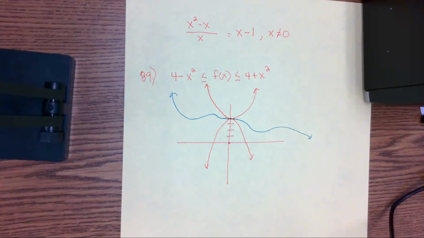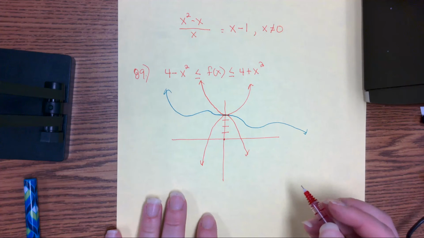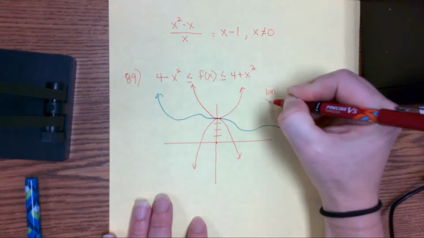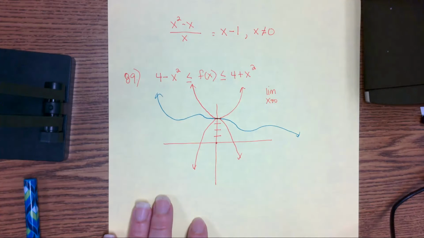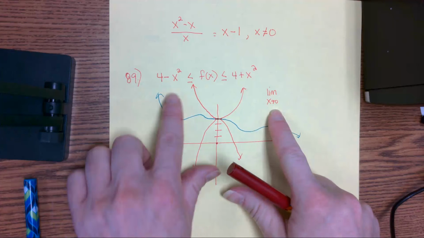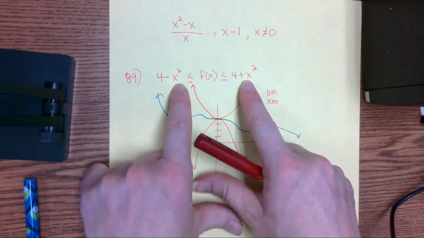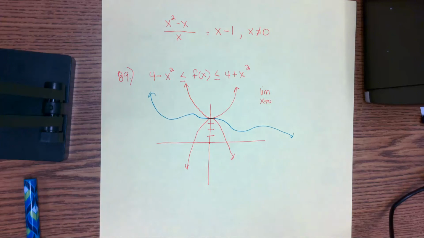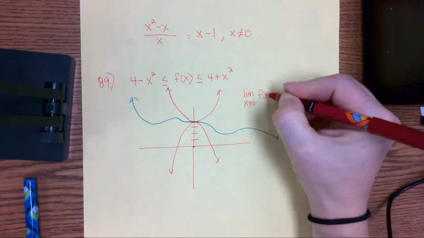So the question was, can you use squeeze theorem to find the limit as x goes to c is 0? So can you find the limit as x goes to 0? And I can. All you have to do is plug in 0 here to understand that these both have a limit of 4, right? So if f of x stays in between them, it is also going to have a limit of 4.